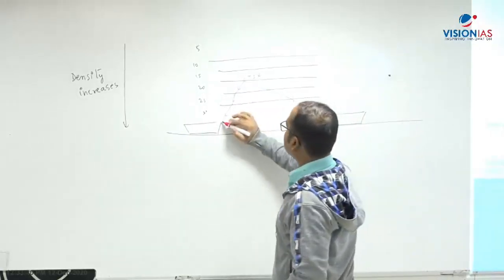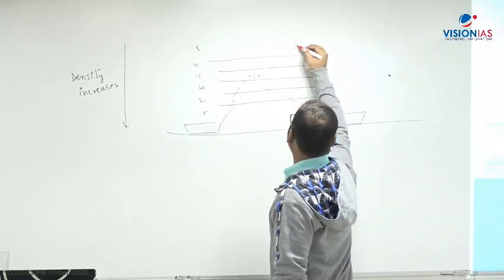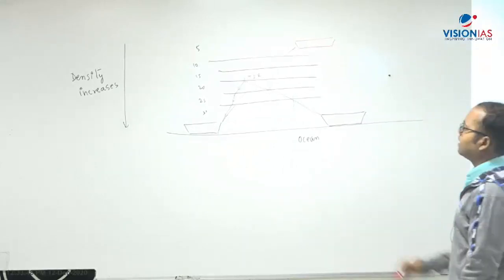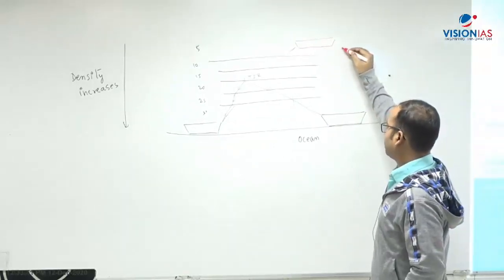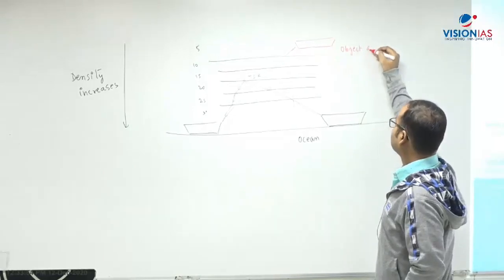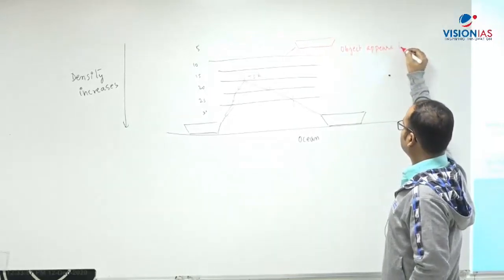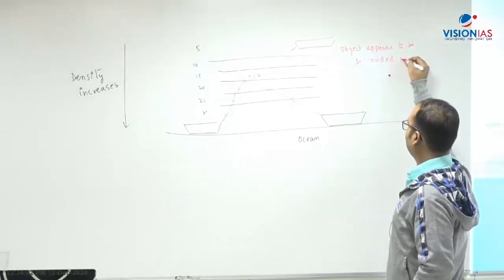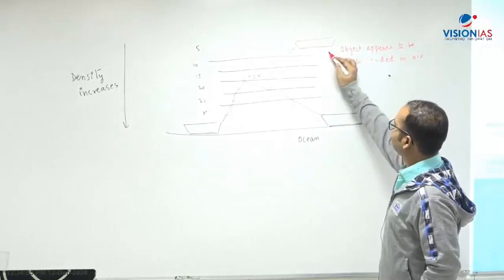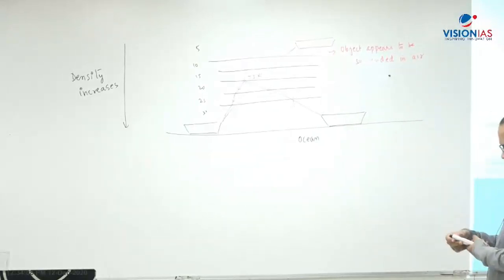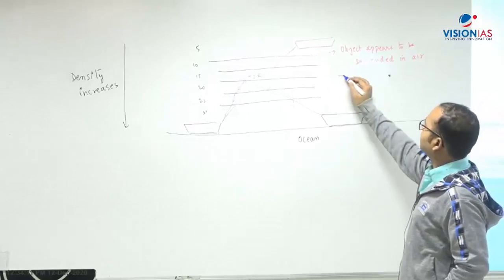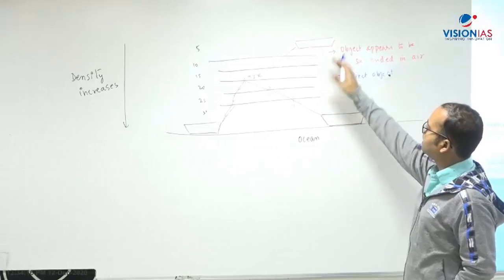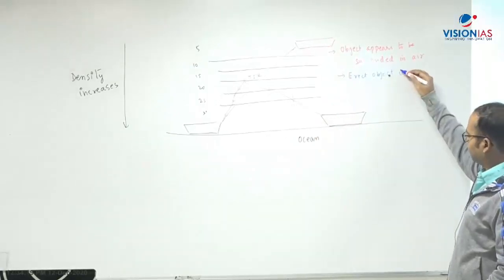Now line of sight will be used. The boat will be appearing here. So here the boat, the object, appears to be suspended in air. This is the quality of looming. Object appears to be suspended in air. Erect object is observed. You cannot see that the boat is inverted. So an erect object is seen.